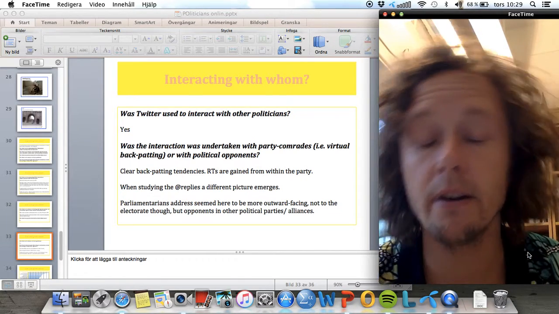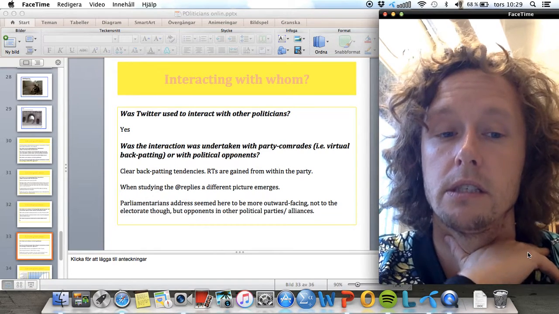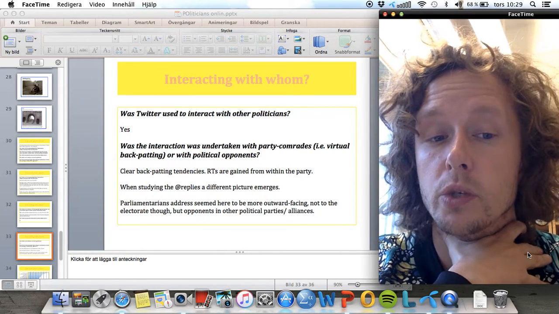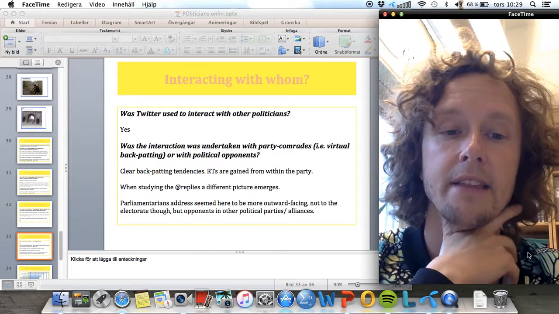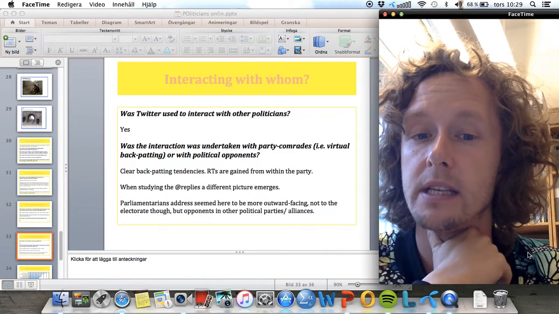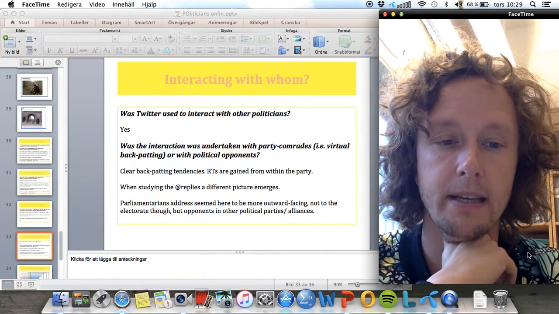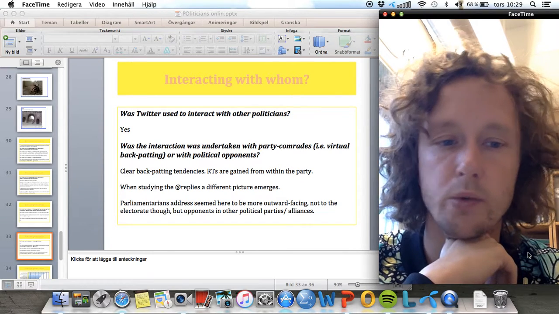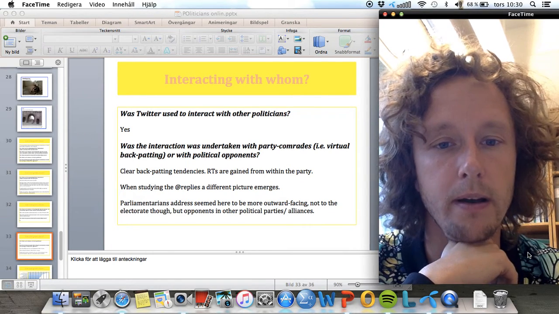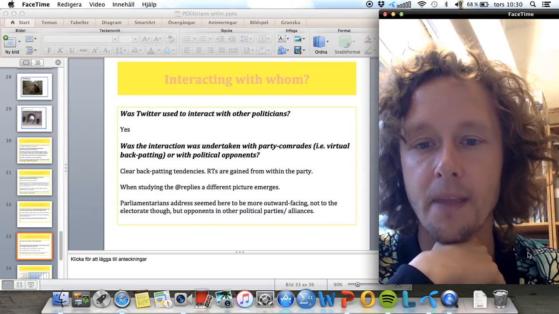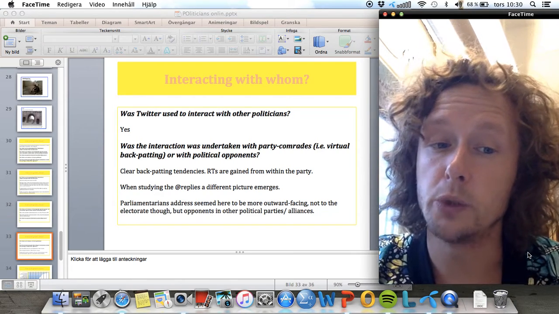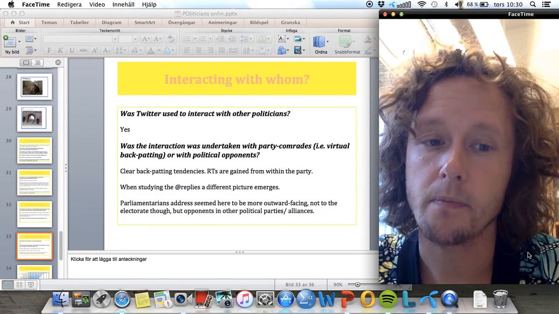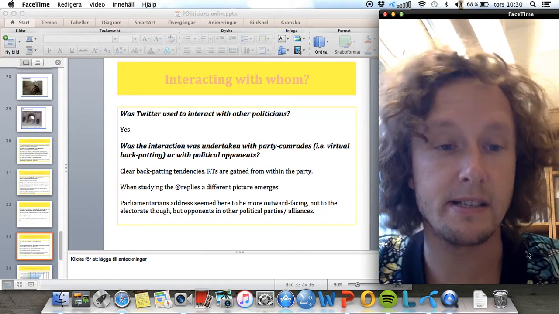And here we see, I think this is the most interesting finding of this paper, that there is a huge difference between the retweets and the @messaging. So the retweets are very much virtual backpatting. You almost only retweet from your own party or the party alliance. But the opposite is true for the @messaging. The @messaging you use to attack opponents.